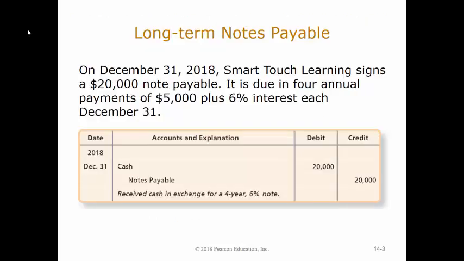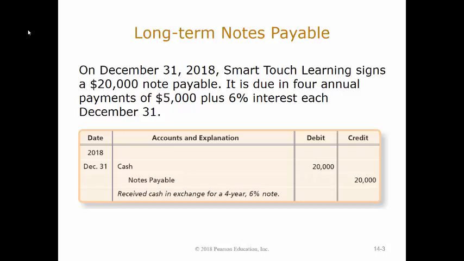Let's start with long-term notes payable. In this journal entry on December 31st, 2018, Smart Touch Learning is going to sign a $20,000 note payable. This note payable is to be repaid in 4 annual payments of $5,000 plus 6% interest each December 31st. So in this schedule, they are making an equal payment towards principal each period, plus on top of that, they have to pay a fee to whoever they borrowed the money from to make it worth that party's while.